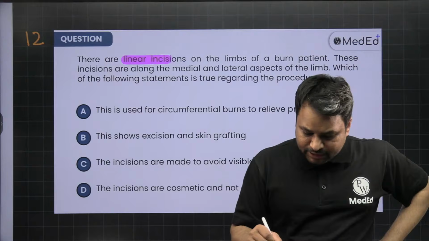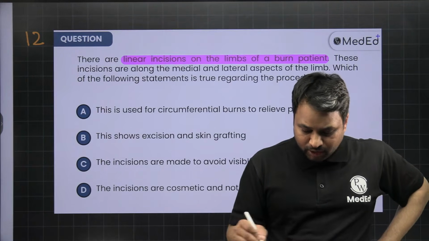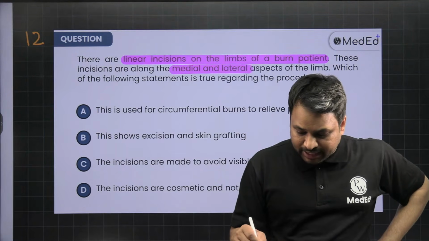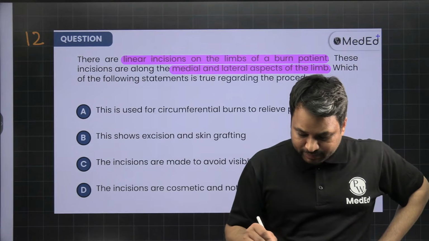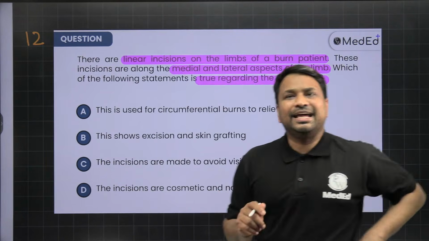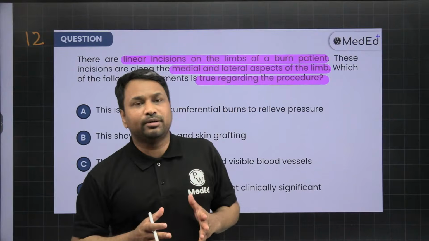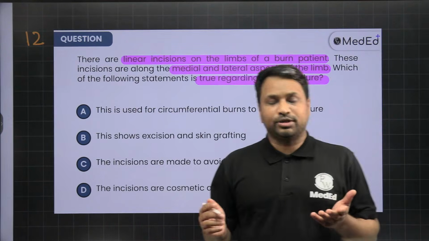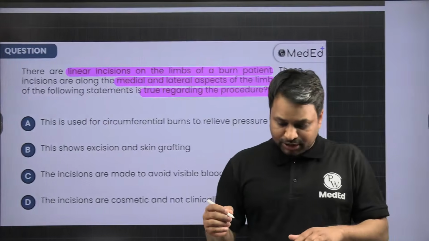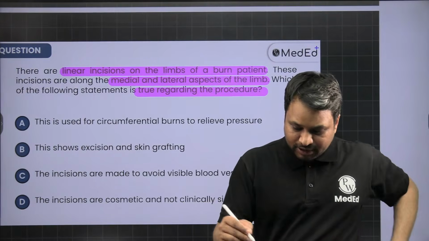There is a linear incision on the limbs on the burn patient. Very good. These incisions are along the medial and the lateral aspect of the limb. Which of the following statements is true regarding this procedure? Can anybody tell me what procedure we are talking about? What is this procedure called?